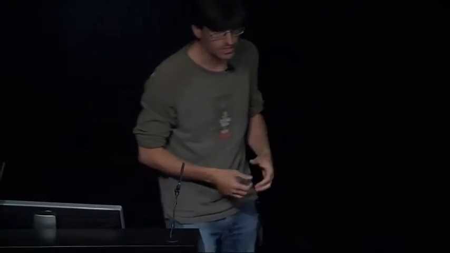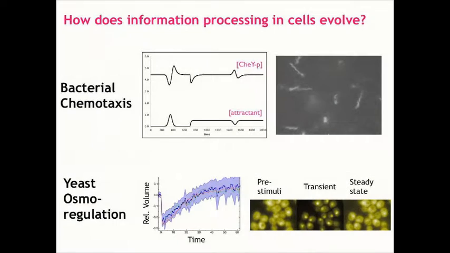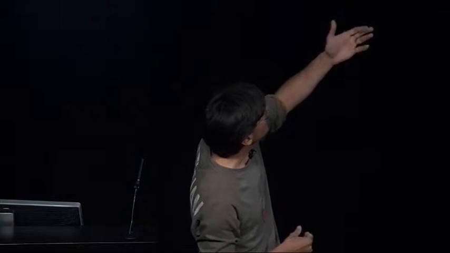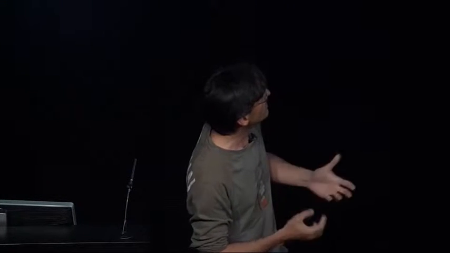Okay, so let me make this a bit more specific. You can think about cellular networks that mediate some particular cellular behavior, some form of information processing, if you want to call it that. Here are two examples. One is from chemotaxis, a textbook example, and the other is from yeast osmoregulation. These are arguably the best studied signaling systems, or information processing systems, in microbial cells.